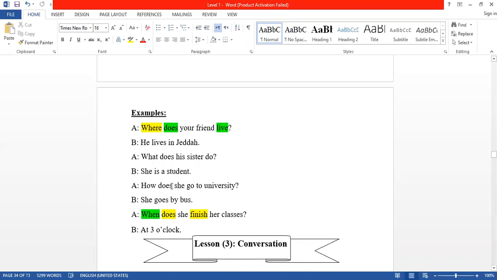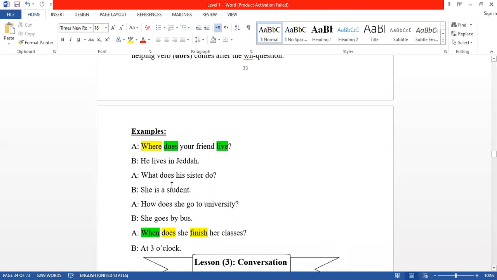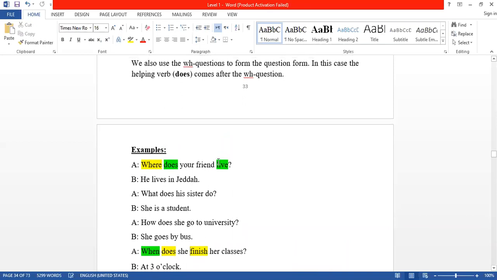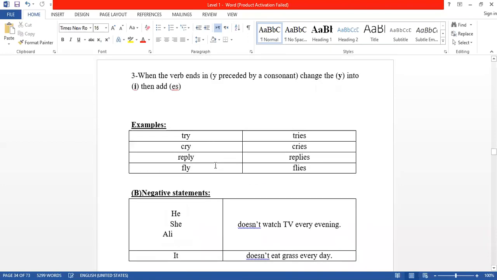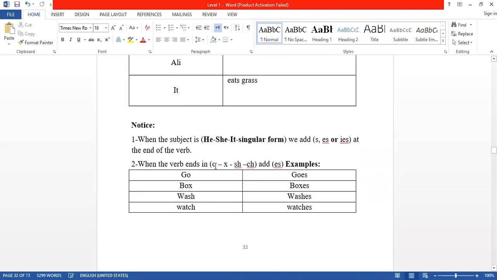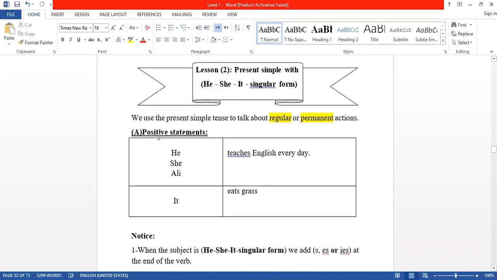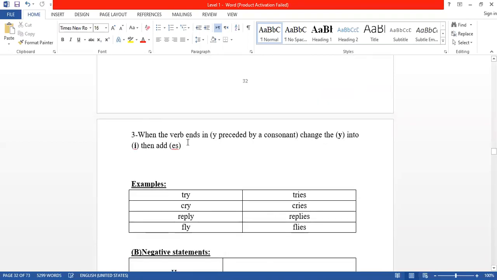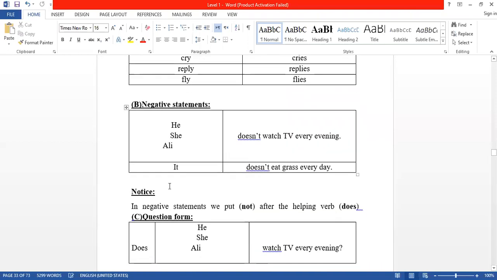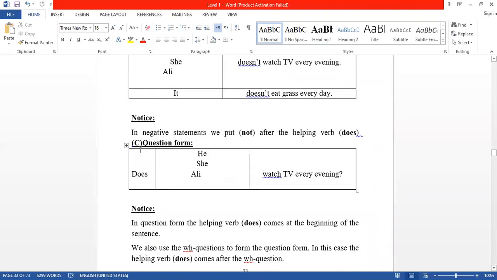So if we use a WH question to form the simple present, we put the WH question first, then does, and then the verb without S or ES or IES. So these are the three forms of simple present. How can we make a positive statement, how can we make a negative statement, and how can we make a question form?